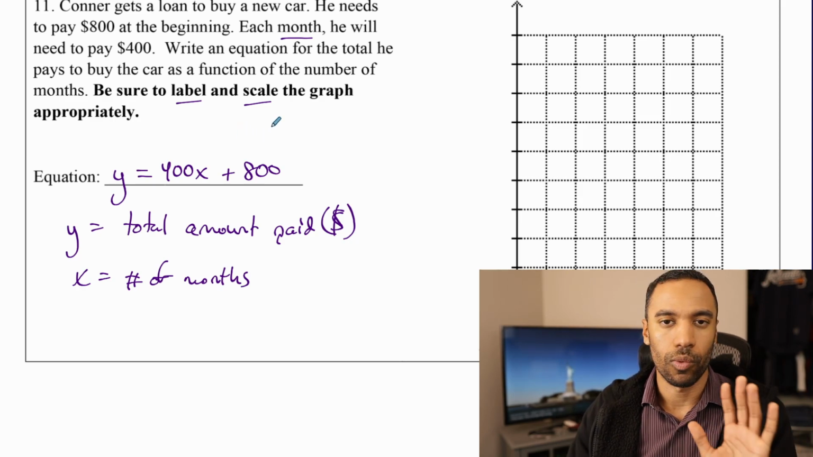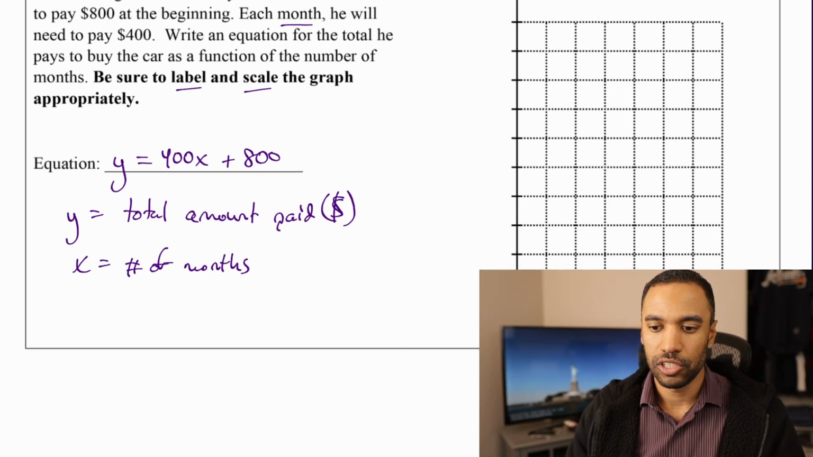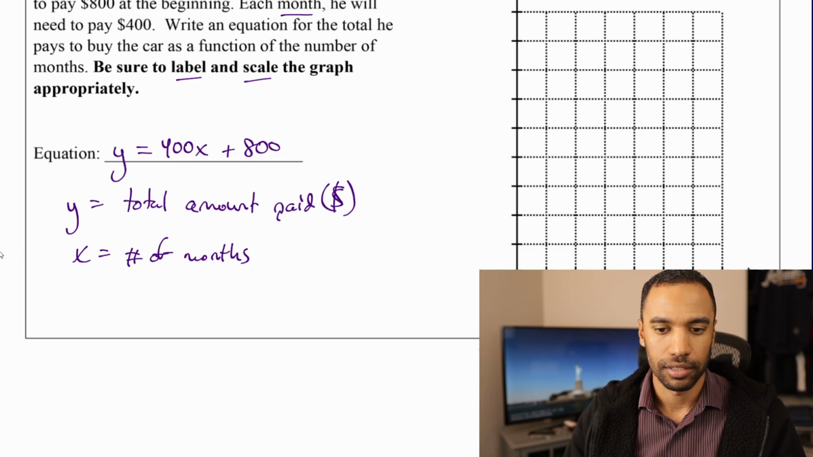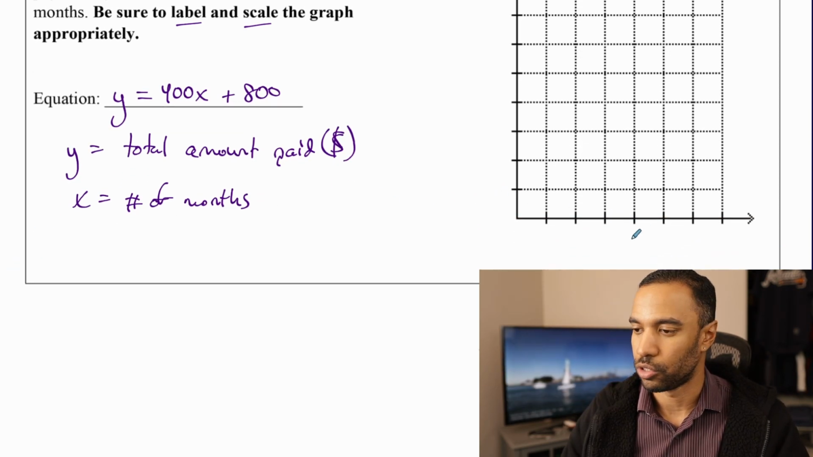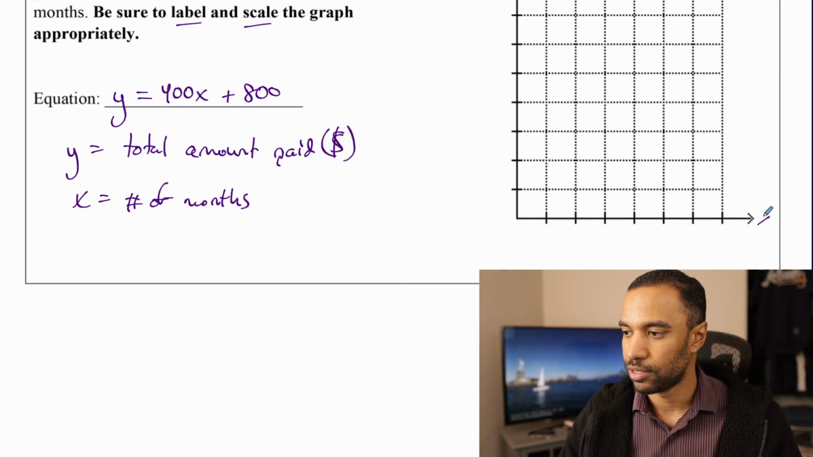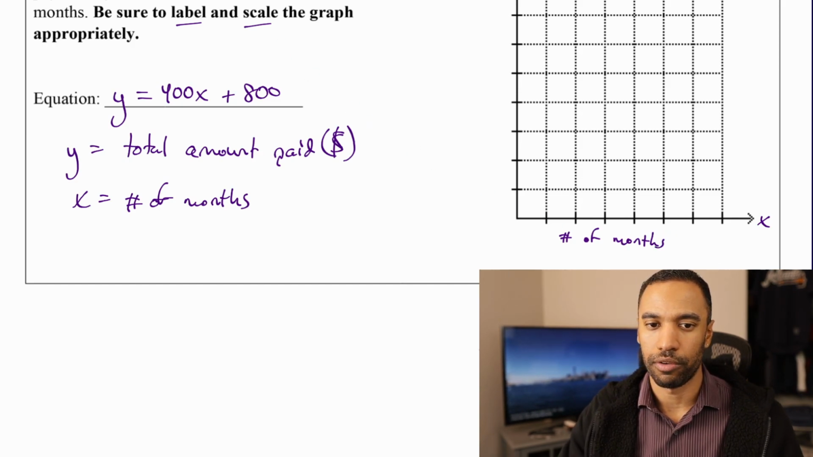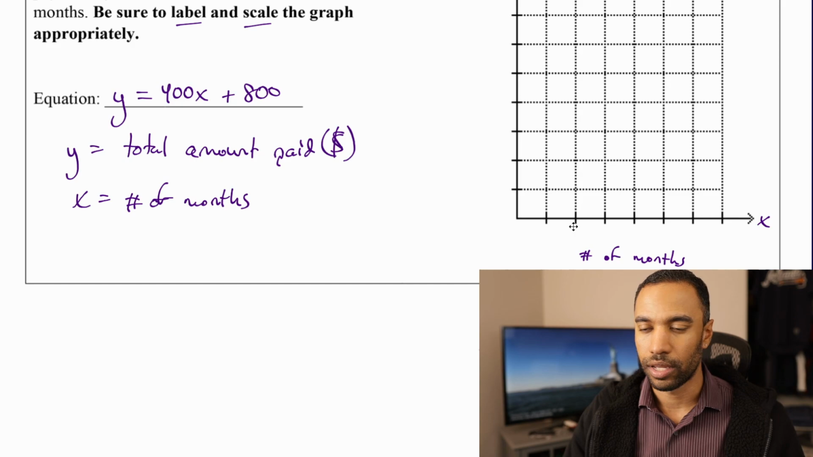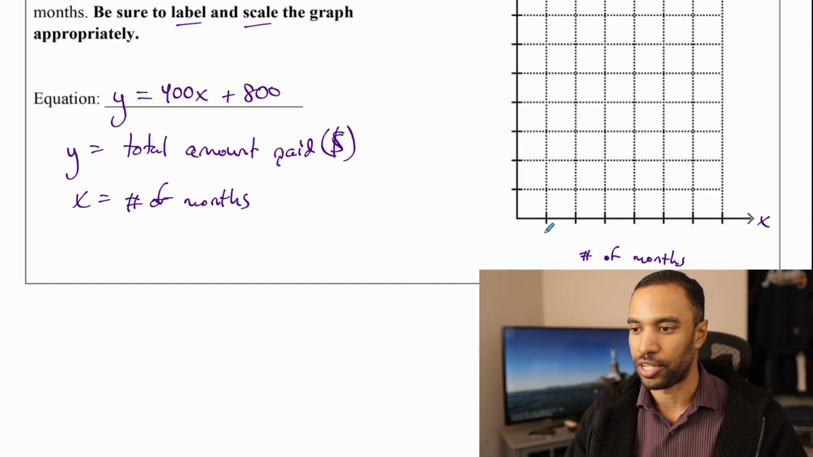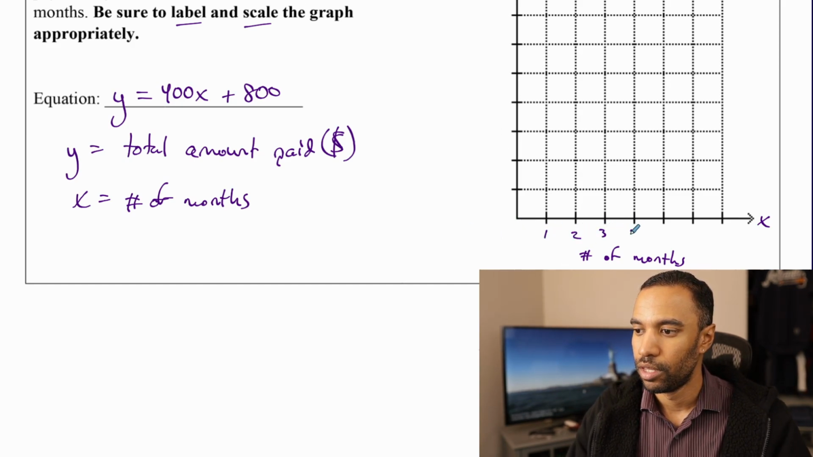Now, in order for this thing to work best, as x is number of months here, it looks like I have to scroll down a little bit. I can't fit this all as one thing because my face is in the way. X is going to be number of months. I'm going to go ahead and label these 1, 2, 3, 4, 5, 6, 7 because it looks like we're going to be hiking up pretty fast here because it's $400 a month.